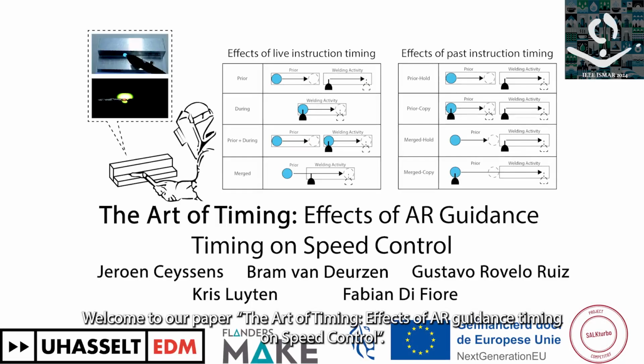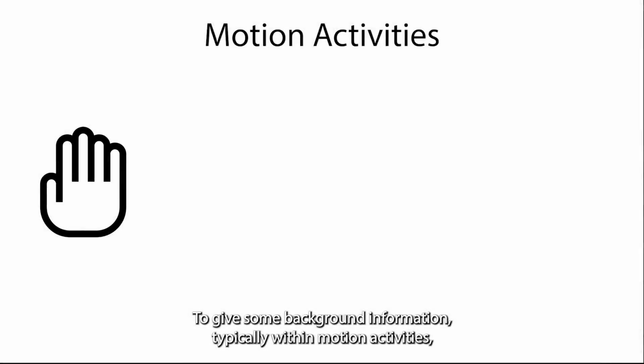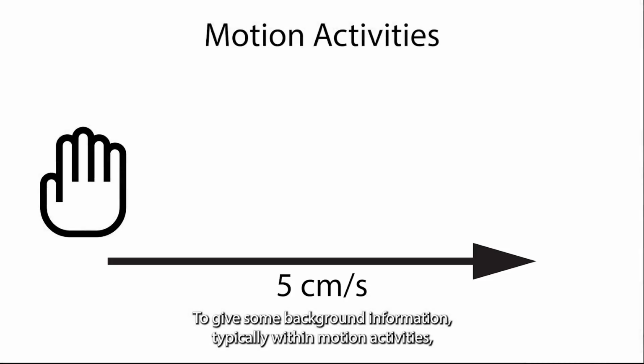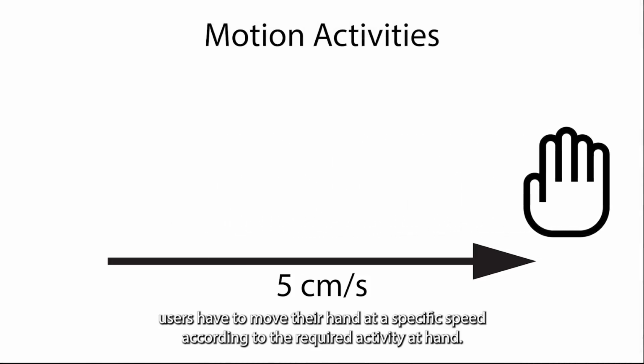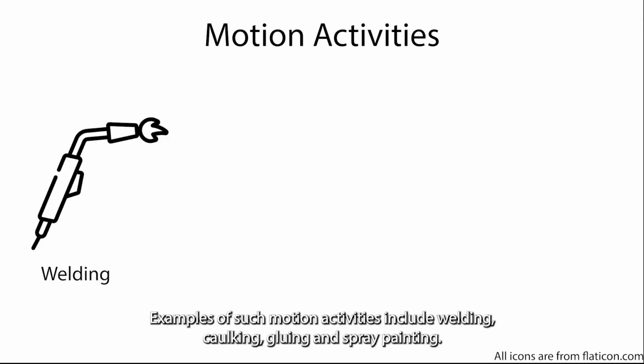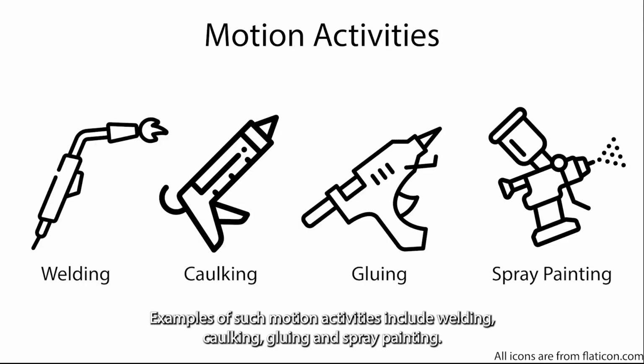Welcome to our paper, The Art of Timing, Effects of AR Guidance Timing on Speed Control. To give some background information, typically within motion activities, users have to move their hand at a specific speed according to the required activity at hand. Examples of such motion activities include welding, caulking, gluing, and spray painting.